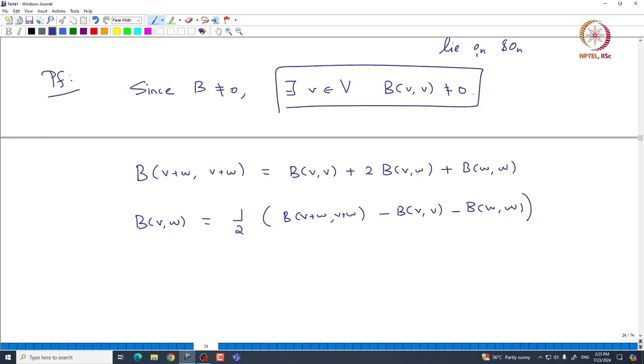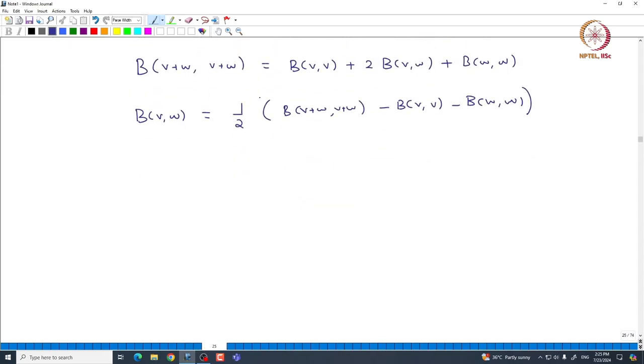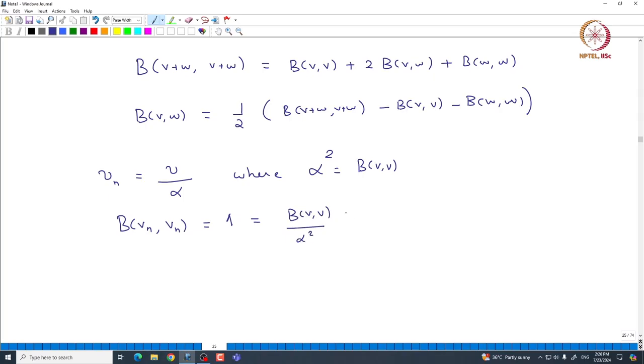Okay. So let us fix such V, and then we will define Vn to be V divided by alpha, where alpha is just the square root of this B(V,V). So alpha satisfies alpha squared equal to B(V,V), and it exists because we are working over complex numbers. Now it is immediate that B(Vn,Vn) is equal to 1, because this is exactly B(V,V) divided by alpha squared, which is 1.